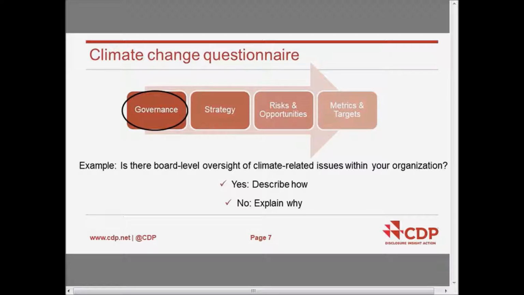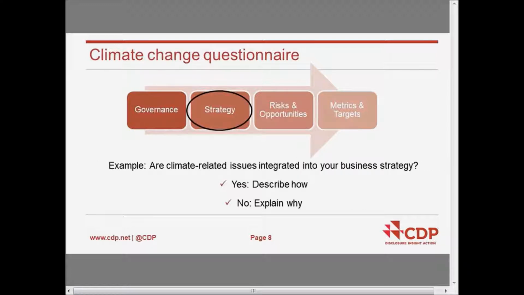You have the option of selecting yes and providing context and details around the nature of the board-level oversight, or no and explaining why. Similarly, in the strategy section, this question asks whether climate change is integrated into your business strategy. You can select yes and provide information around how it is integrated, or no and explain why it isn't, or describe plans to implement some management strategy on climate change in the future.